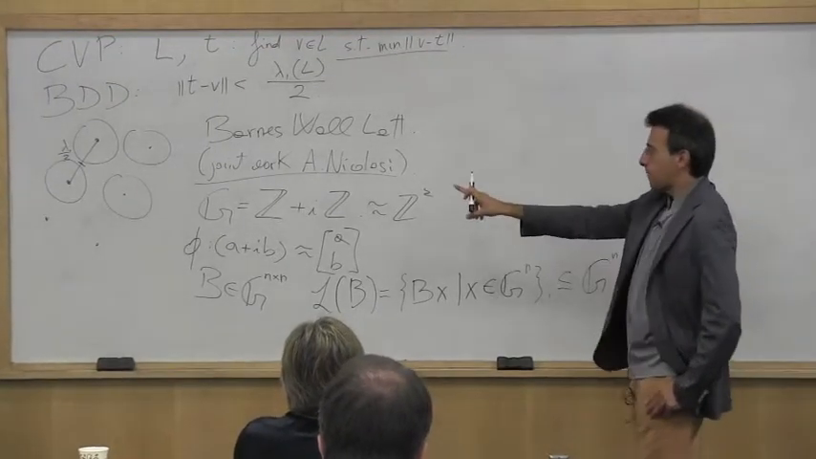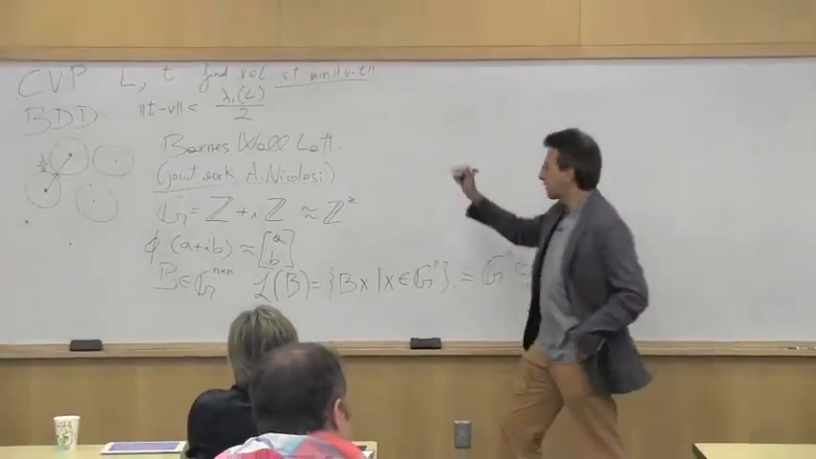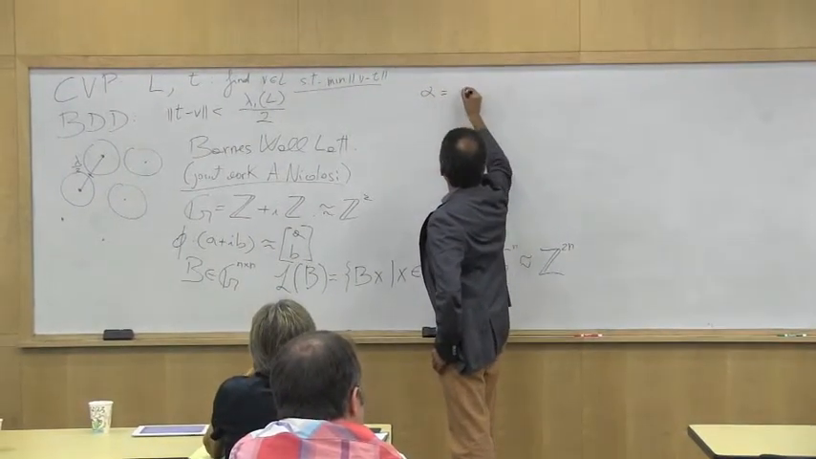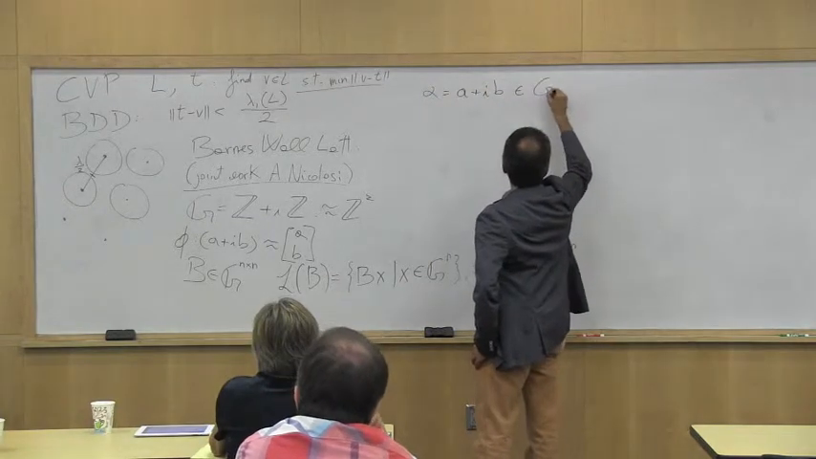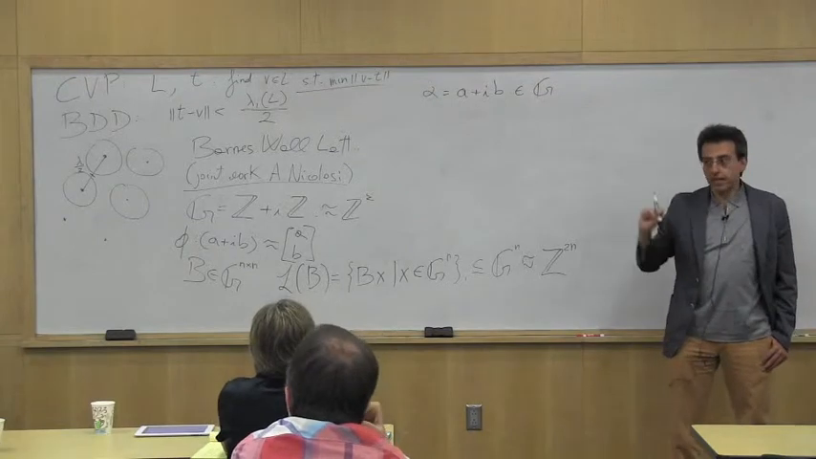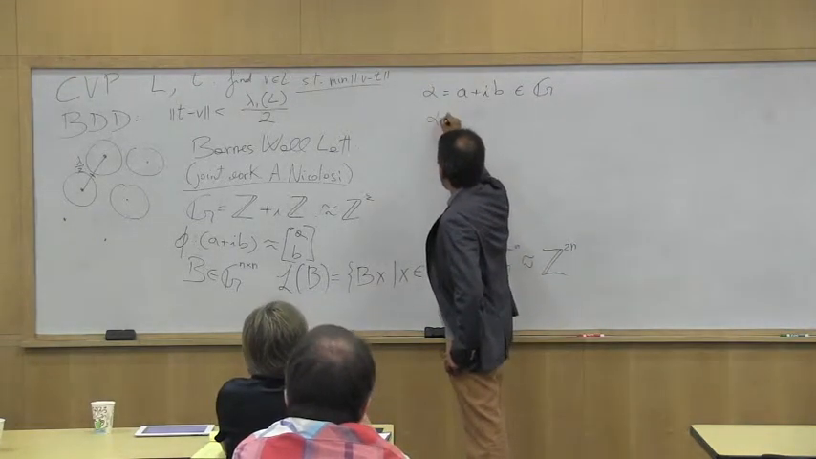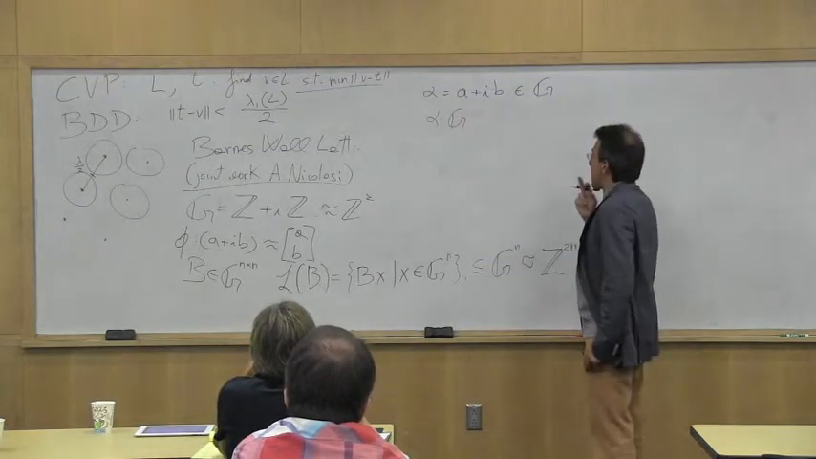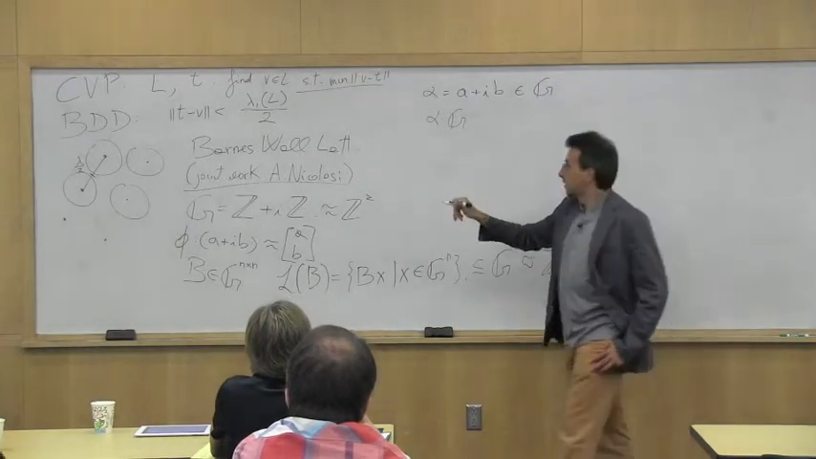So if I give you a basis, let's consider the simplest case. You have a one-dimensional lattice. You have alpha equals A plus iB. And consider the lattice generated by alpha. So the lattice generated by alpha is alpha times G. And we want to look at this lattice as an integer lattice.